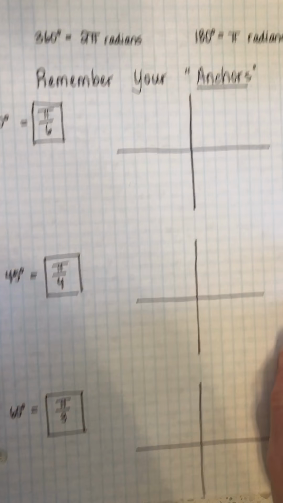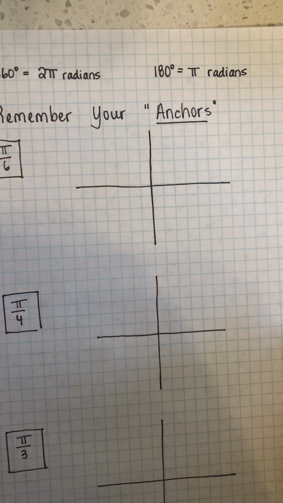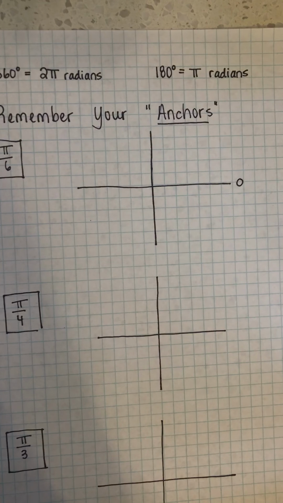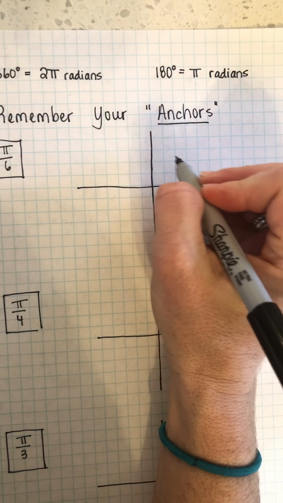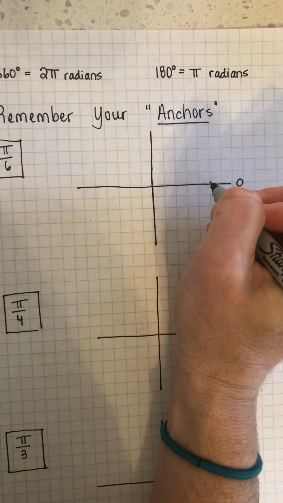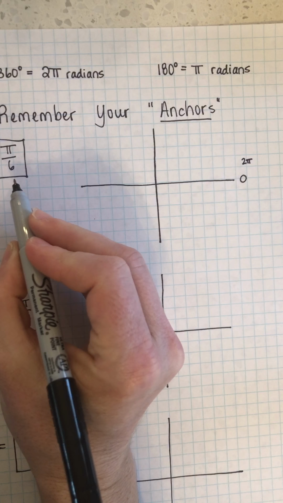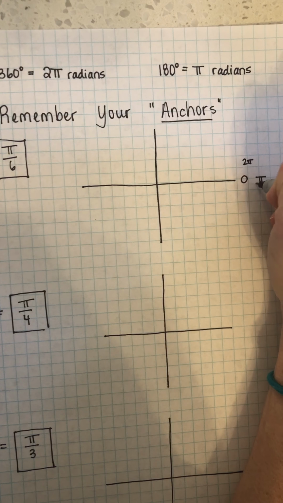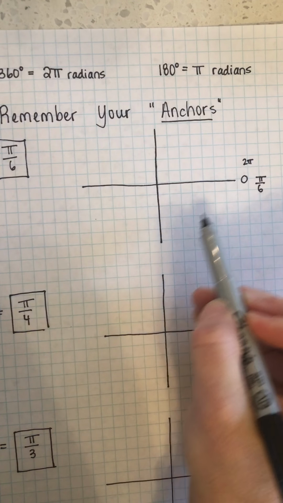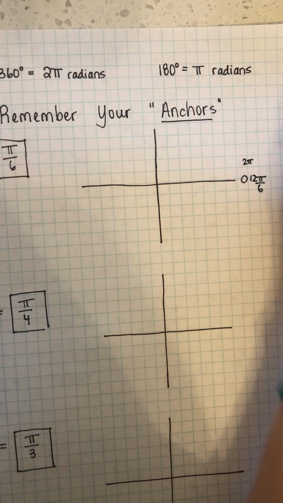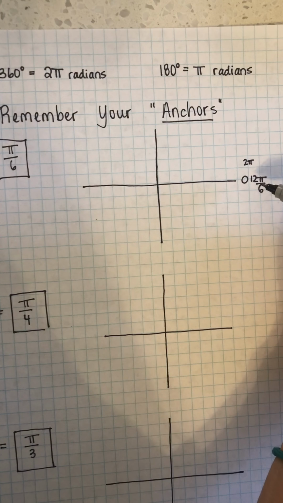All right, so what are these anchors? Well, if you're working with pi over 6, 30-degree angles, I want you guys to remember something. In radians, we have 0 radians in the exact same spot as 0 degrees. And then when you rotate all the way around, that's 2 pi radians. So in the world of pi over 6s, how many pi over 6s get you all the way around and equal 2 pi radians? 12 pi over 6. So that's where 12 pi over 6 lives, right here at this line.